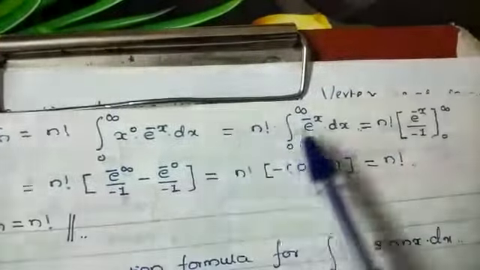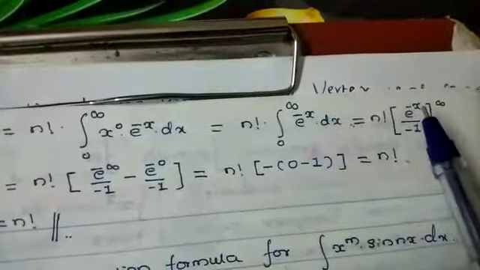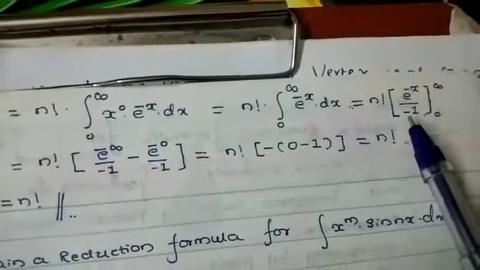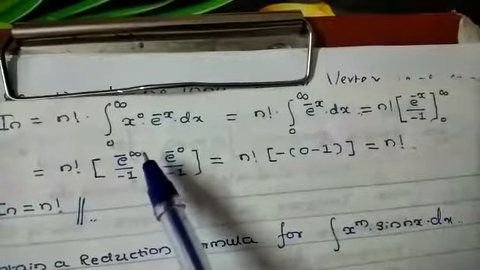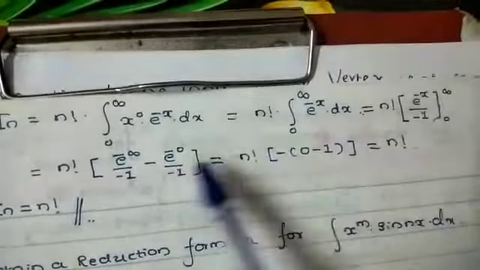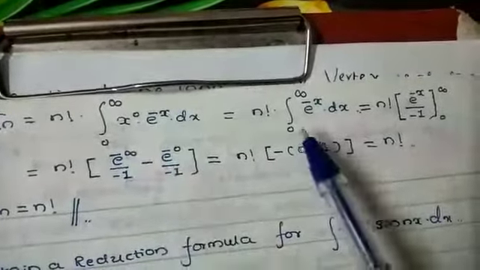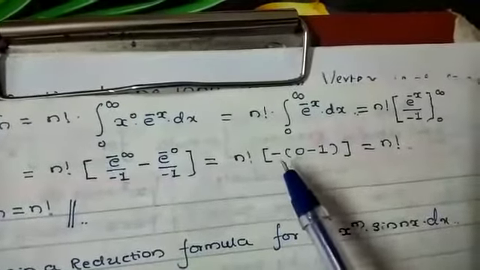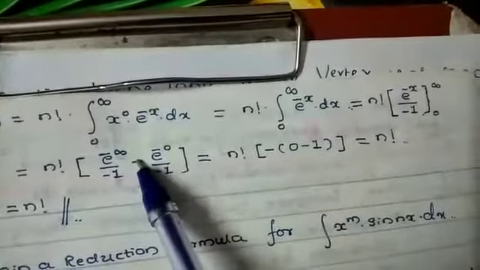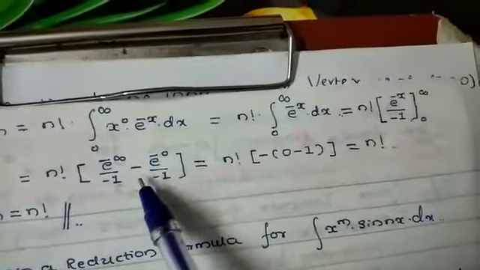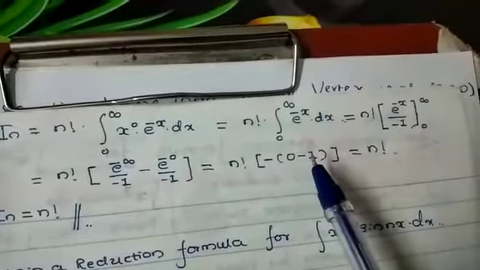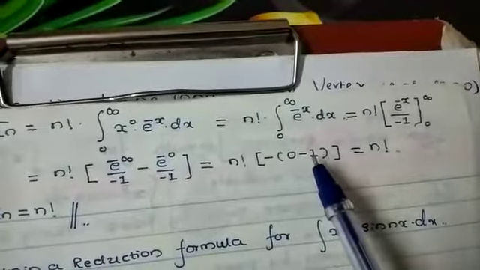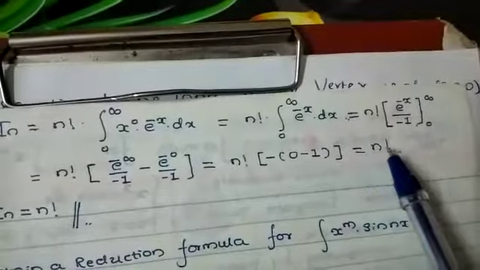Anything raised to 0 is 1, so only the integration of e raised to minus x, that is e raised to minus x divided by minus 1. The upper limit is infinity and the lower limit is 0. Once again, if it is confusing: the minus term stays as it is, e raised to minus infinity is 1 divided by e raised to infinity, so it becomes 1 by infinity, which means 0, minus this. For the lower limit, it is minus 1, anything raised to 0 is 1, and minus of minus becomes plus, so we get n factorial.